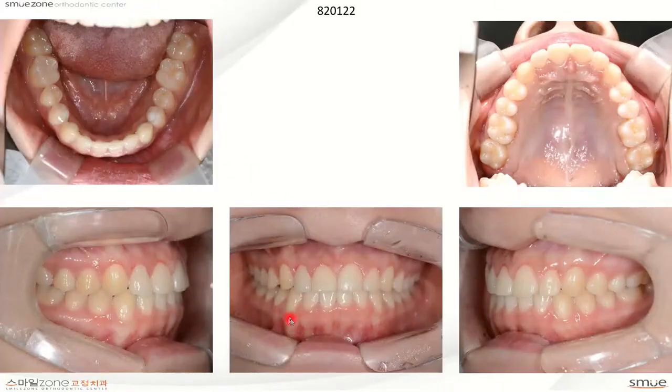And after the debond, she went through a porcelain laminate veneer here on number 12, and gingivoplasty was done.